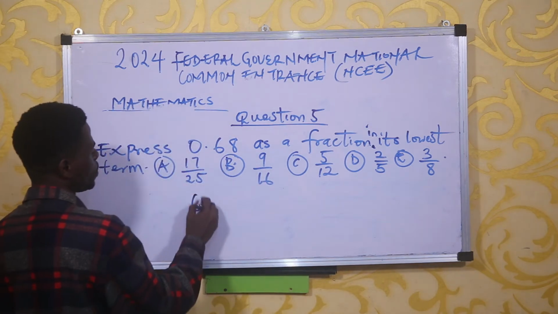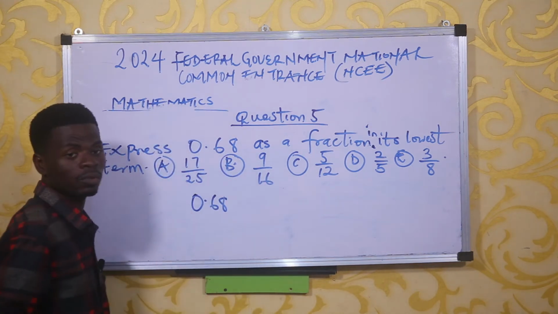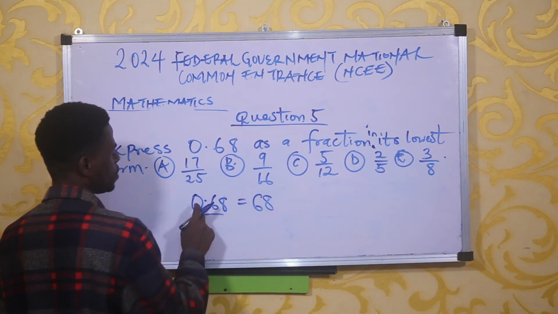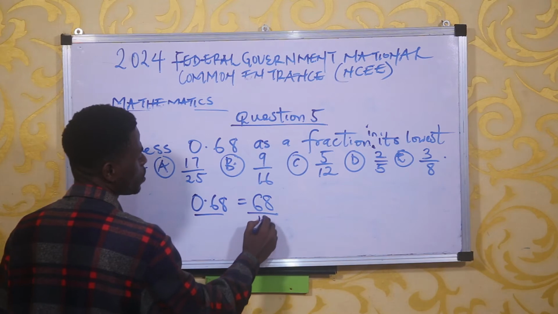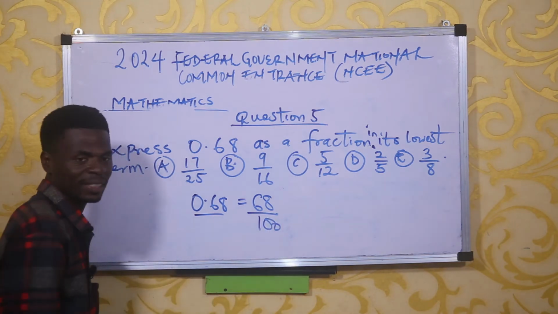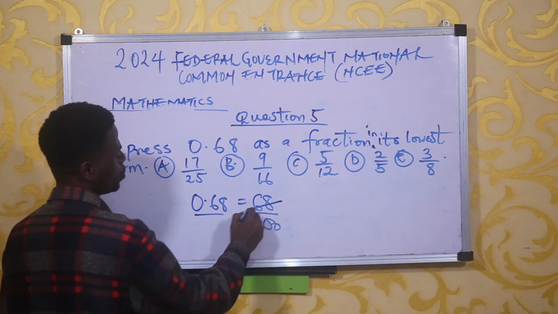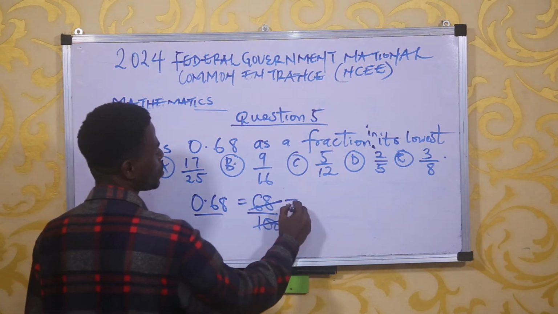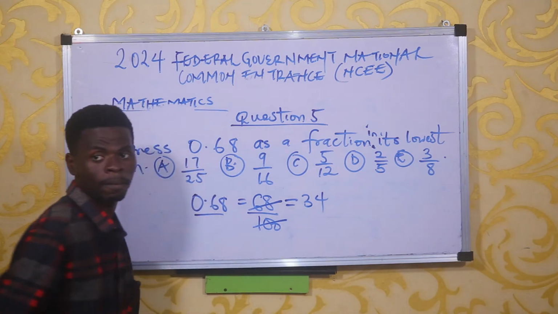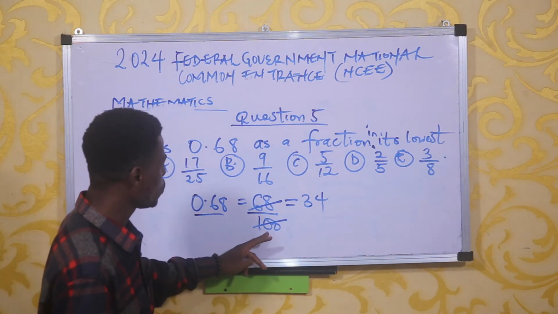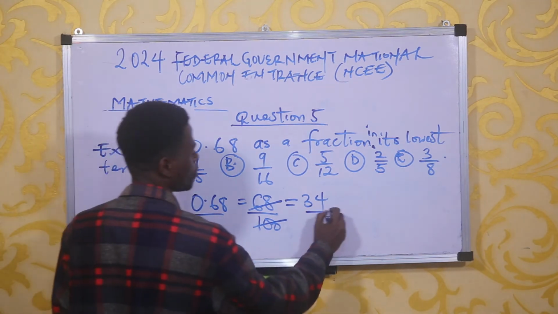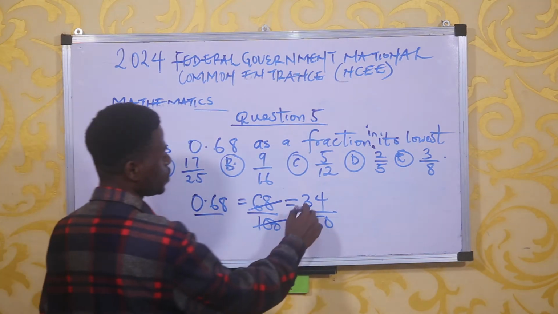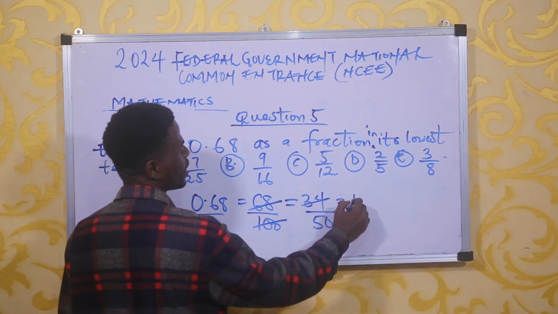So this is 0.68. When we convert it to a fraction, it means 68 over what? 100. Now let's divide it. 2 can divide both numbers perfectly without remainder. So 2 in 68 gives us 34. Then 2 in 100 is 50. Are you following me? So 2 in 34 gives us 17.